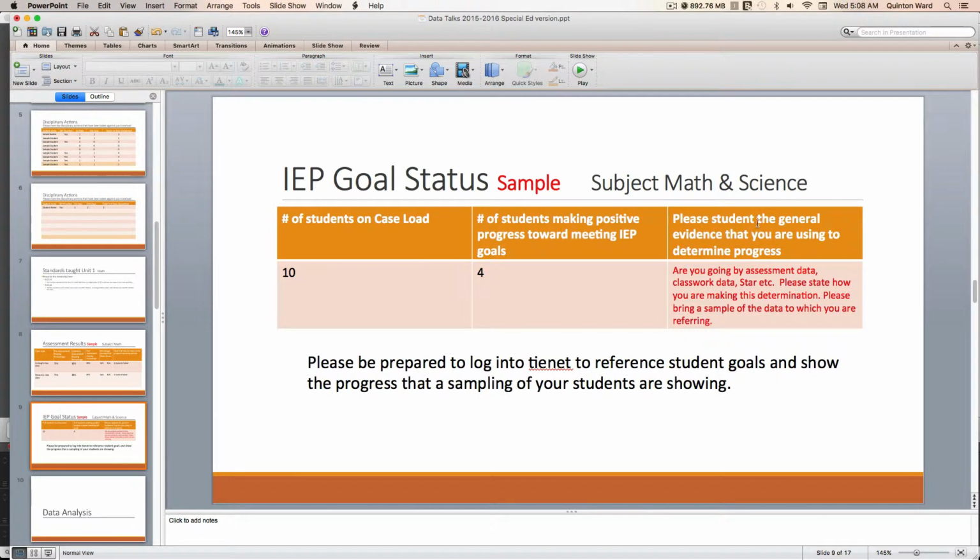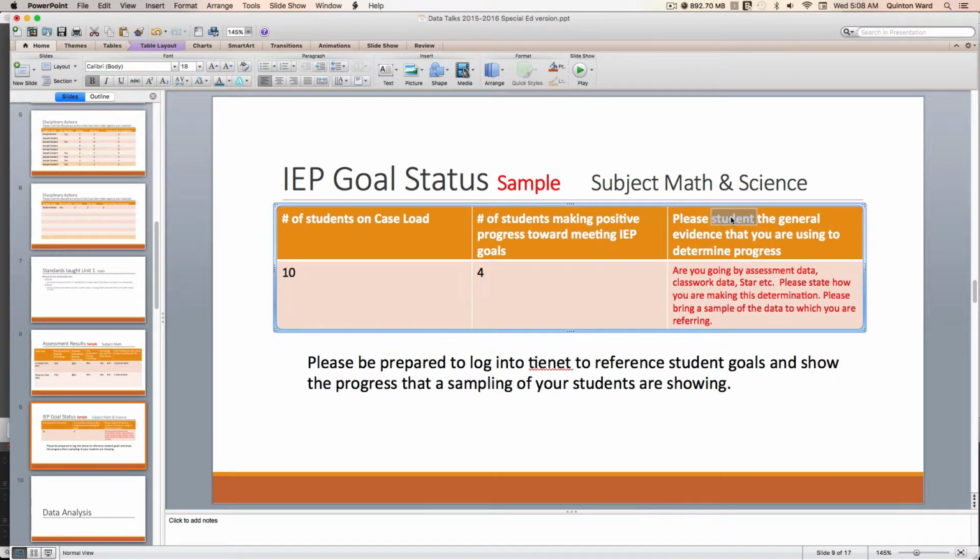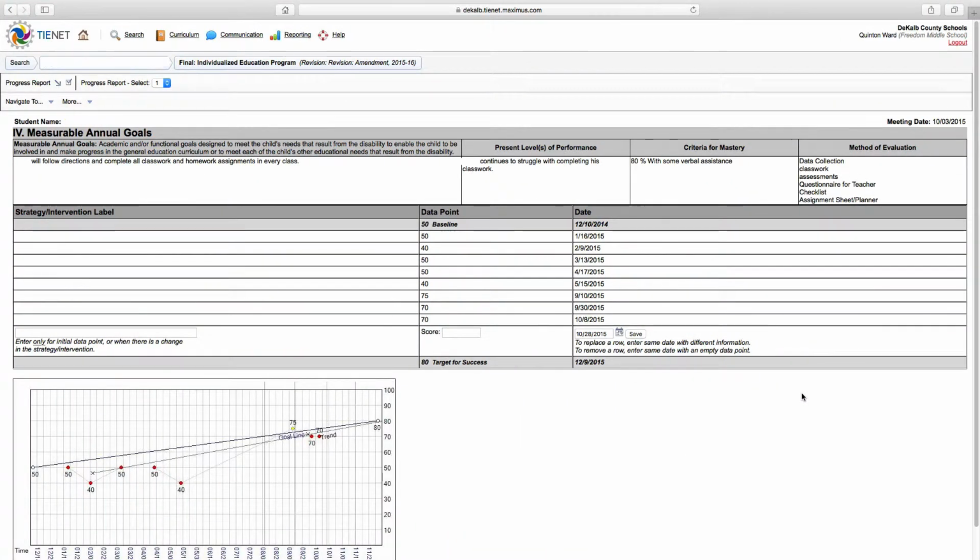Please state the student's evidence. Please state the general evidence that you are using to determine progress. Now it would be a good idea to go ahead, and at that time you will have access to a Promethean board and the computer. Go ahead and go into Tynet and pull up the child's actual progress monitoring page.